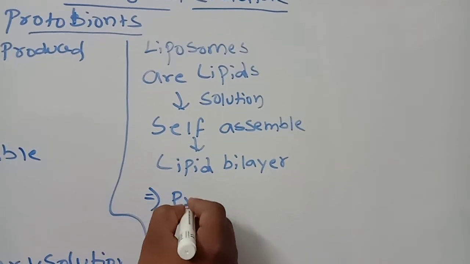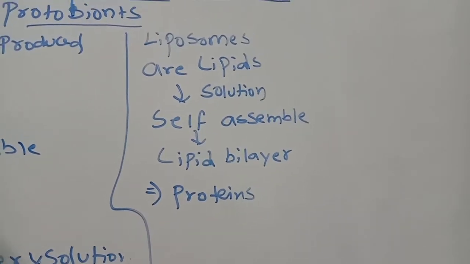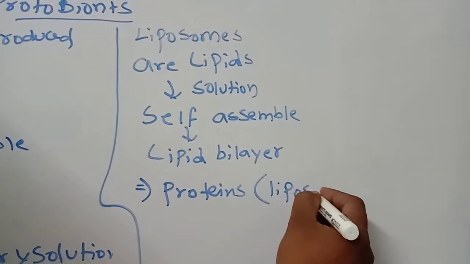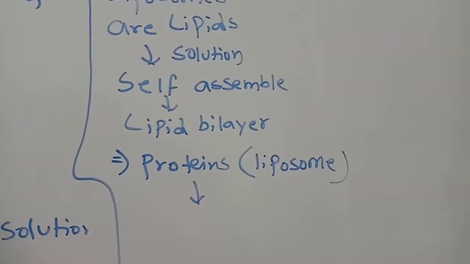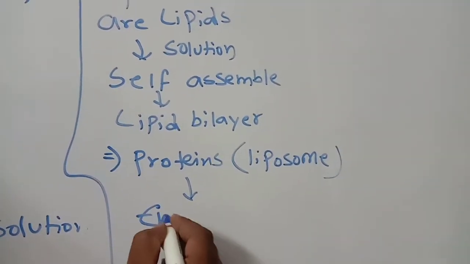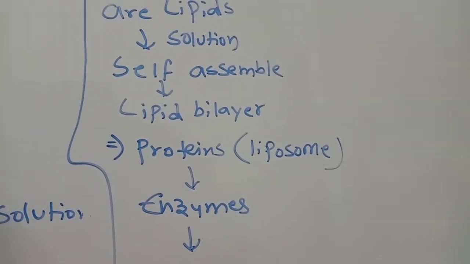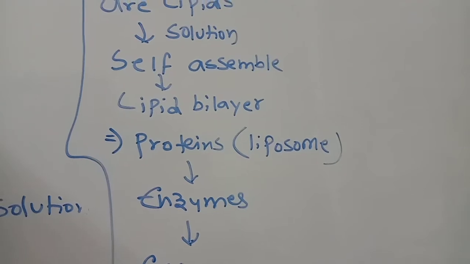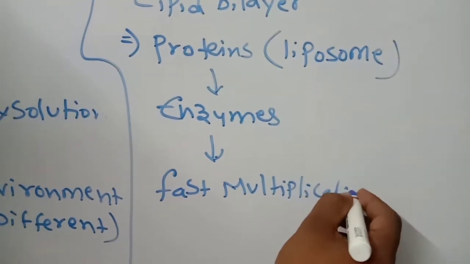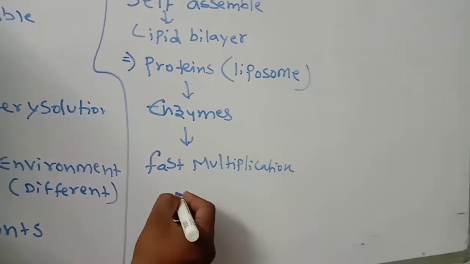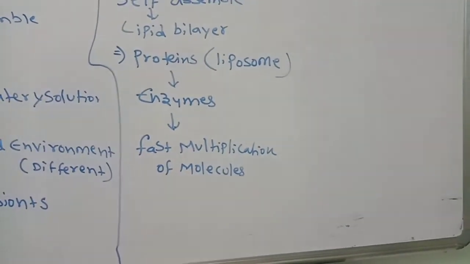Next, some of the proteins are inside the liposome. These proteins act as enzymes. Because of these enzymes, fast multiplication of molecules happened. This is all we discussed; again we are recollecting.